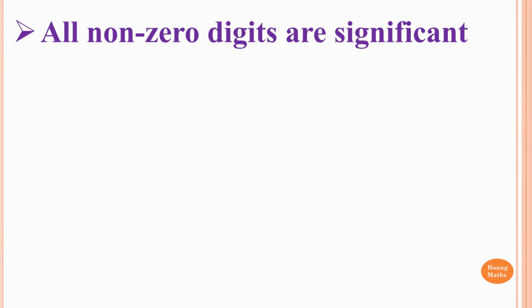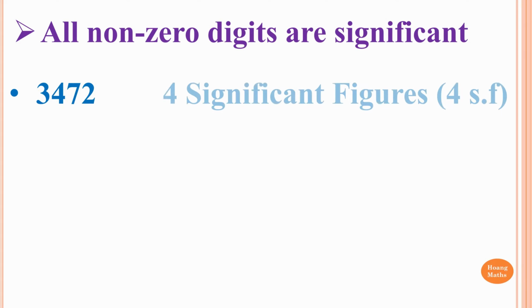Rule number 1. All non-zero digits are significant. So for example, 3, 4, 7, and 2. They're all significant. So therefore, 1, 2, 3, 4. We have 4 significant figures.